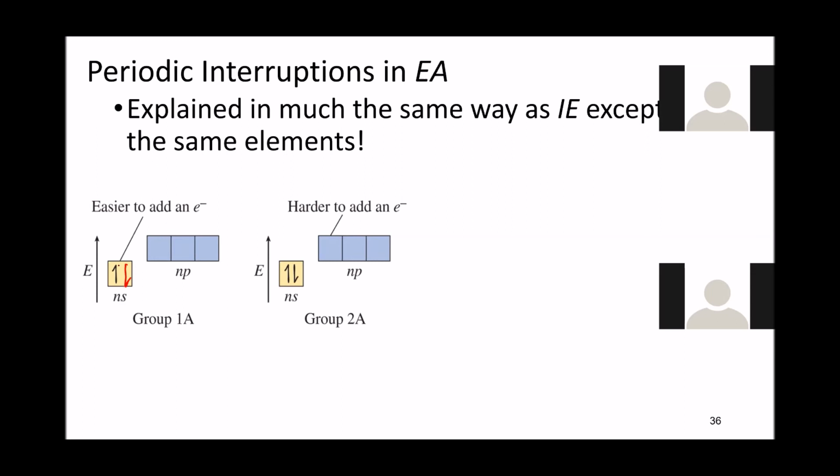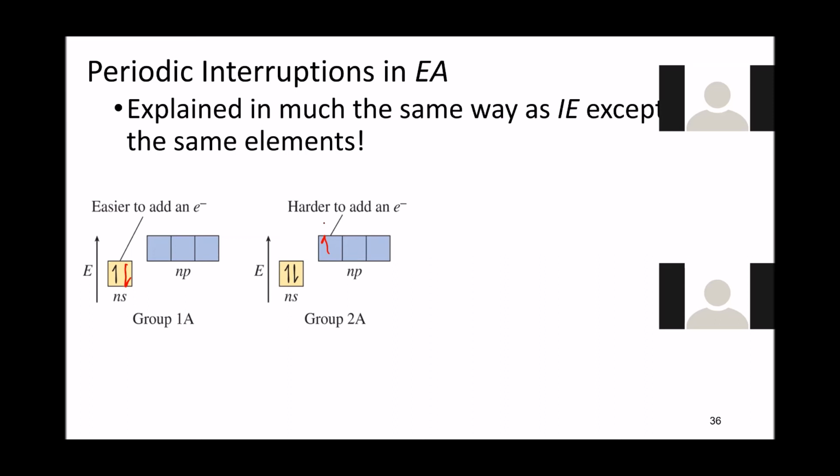But if you try to do the same thing for group 2, you're actually adding an electron to an empty orbital. So you are breaking the stability of a completely filled s orbital to a less stable configuration. It's not going to be a favorable change to happen. It's going to be hard to add that electron, which means the affinity is going to be smaller.